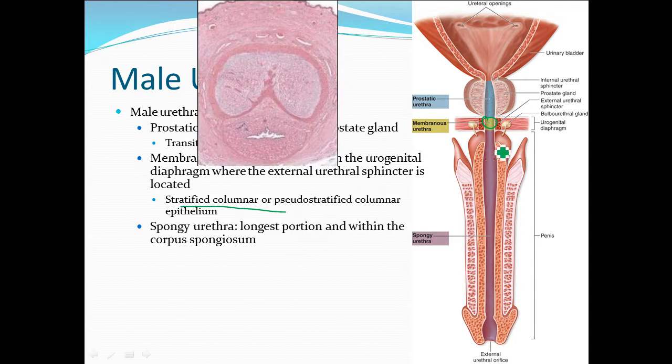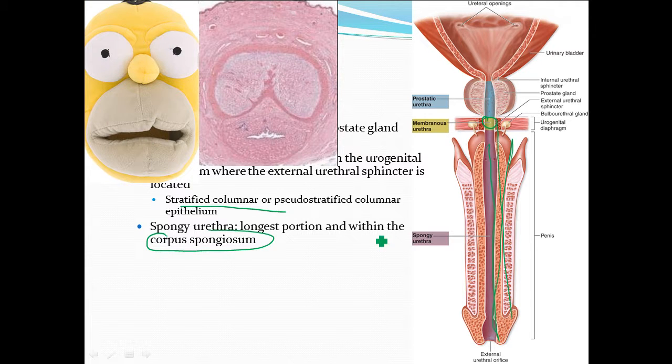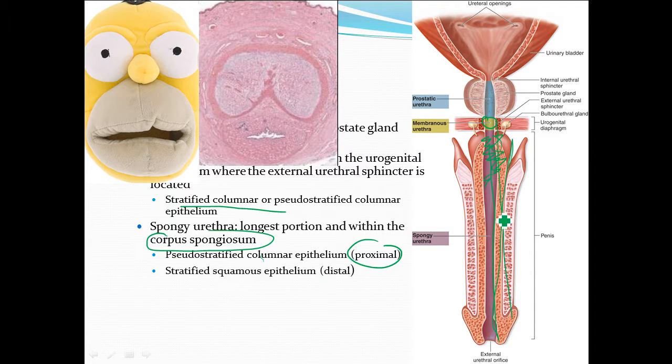And then you have the spongy urethra. The spongy urethra is the longest portion, located in the corpus spongiosum. We'll talk about that in the reproductive chapters anyways. But it's made up of pseudostratified columnar epithelium on the proximal side, so closer to here is pseudostratified columnar. But as it goes towards the distal end, then it becomes the stratified squamous epithelium.